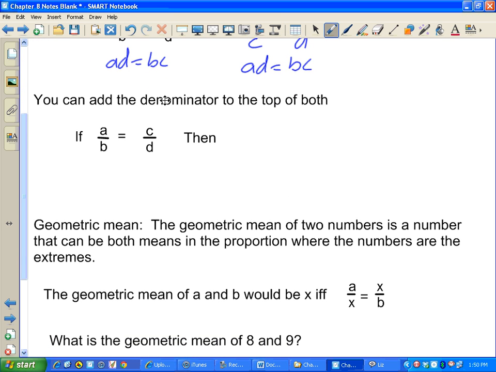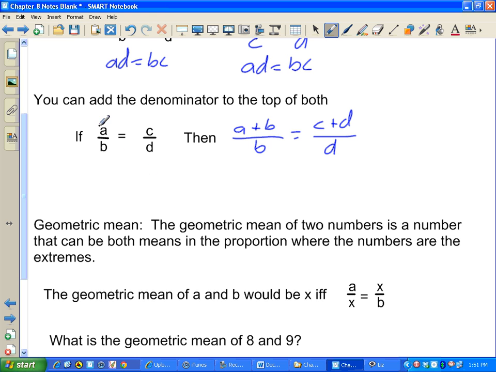I can add the denominator to the top of both. Now, it's the respective denominator. I can't add the opposite denominator to the top of both. This is not the same as multiplying the top and bottom by something to get a common denominator. This is straight adding the denominator to the top. So I can take A and add B to it. And if I do that, I have to add the same thing on the other side. So I have to add the denominator from the other side to its top.